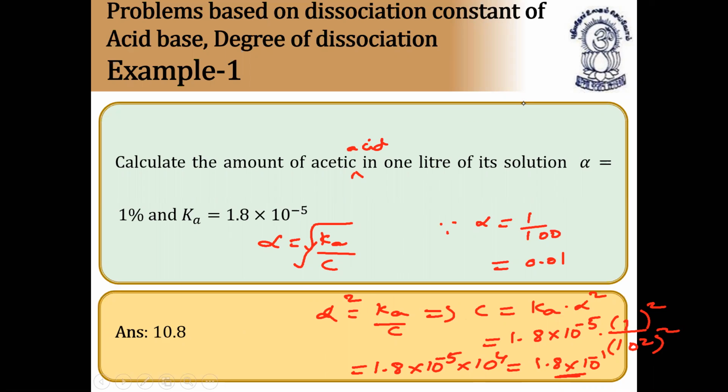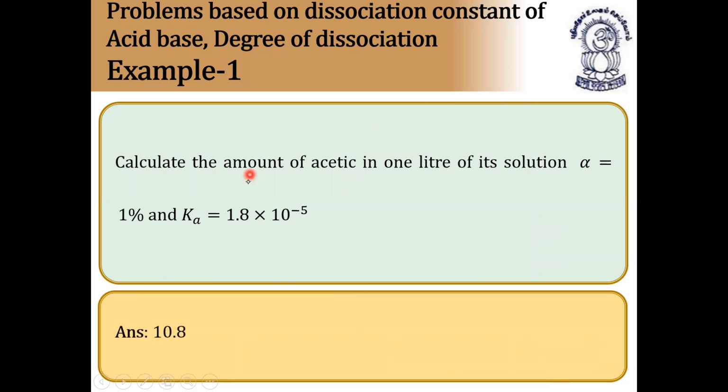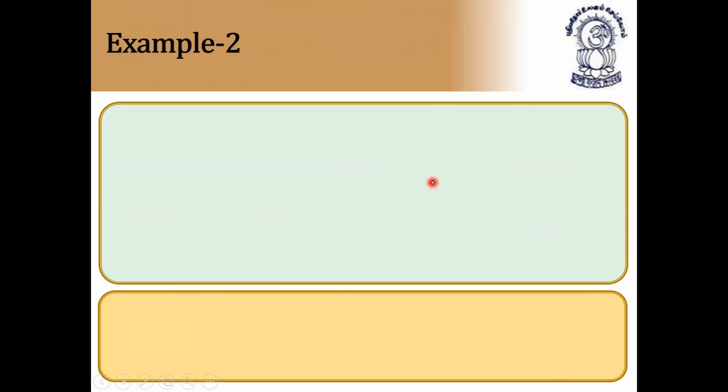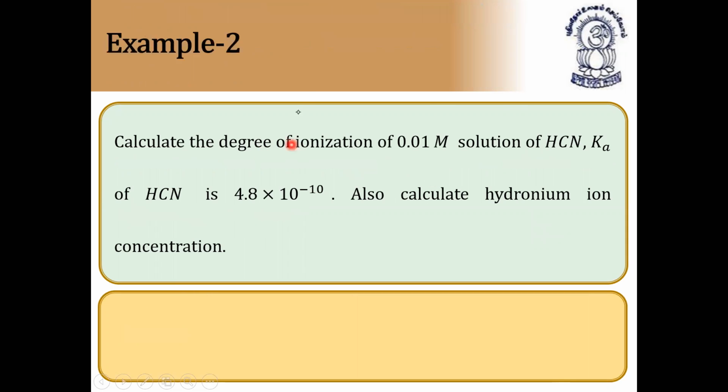Please copy down this. Since they are asking the amount of acetic acid, the amount of acetic acid means we have to calculate the concentration. Next question. Calculate the degree of ionization of 0.01 molarity solution of HCN. The Ka value of HCN is 4.8 × 10^-10. Calculate the hydronium ion concentration also. So two things they are asking us.